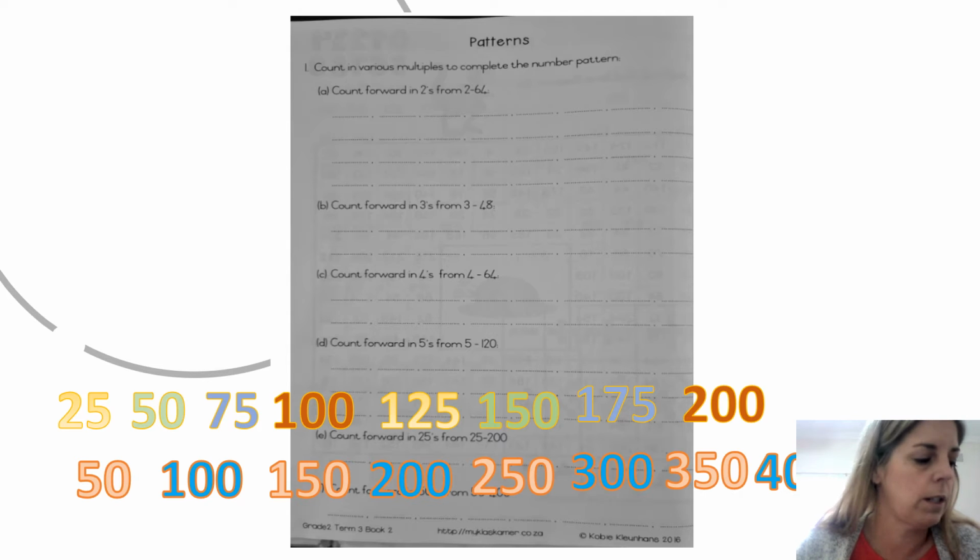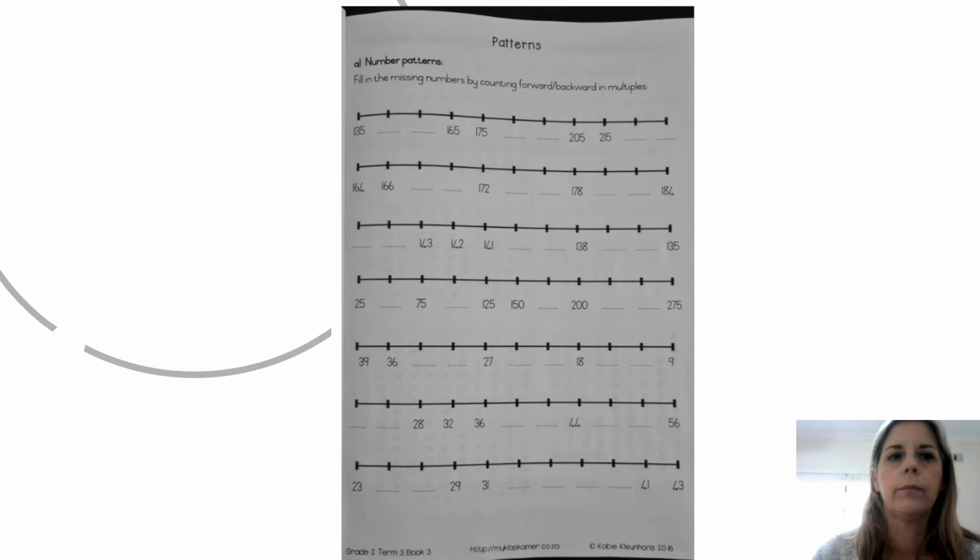Alright, let's count it. 50, 100, 150, 200, 250, 300, 350, 400. There we can see the hundreds are blue and the 50s are orange. See if you can figure out how to write that out. Look at the pattern, practice it, and write it on your page. Next page. Alright, here's the next page.